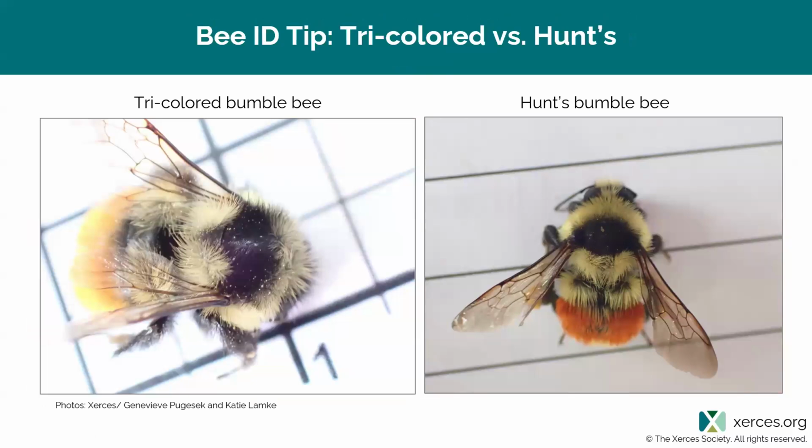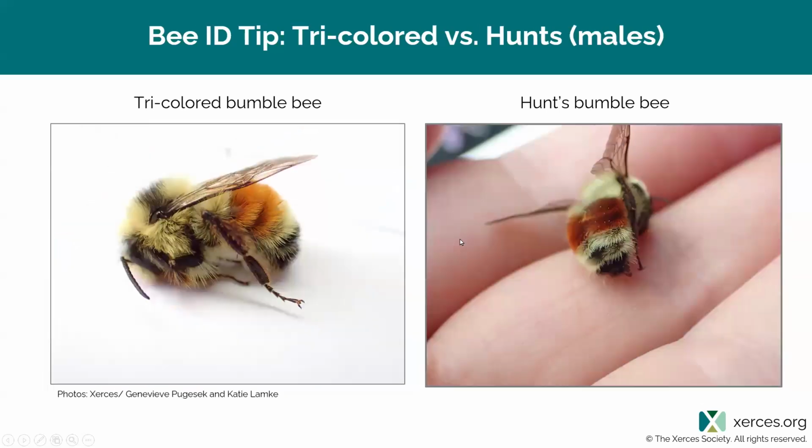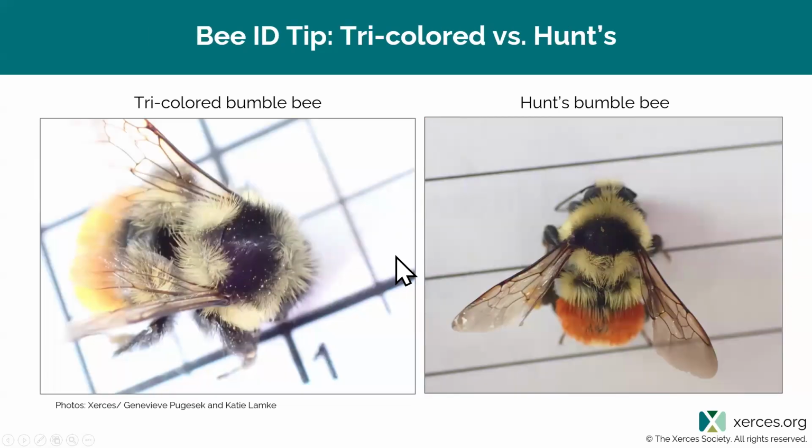So when differentiating between the tricolored bumblebee and Hunt's bumblebee, what you really want to look out for is the color pattern on the thorax. The tricolored bumblebee will have an umbrella shape, whereas Hunt's bumblebee will have a more narrow band of black hairs. Also, it's not super visible from these photos, but you also want to look at the hair colors on the face. Hunt's bumblebee will have profuse yellow hairs on the front of the face and the top of the head. The tricolored bumblebee will have mostly black hairs.